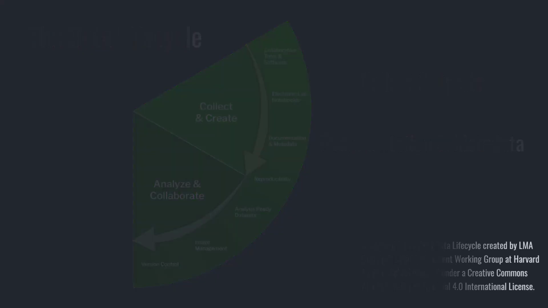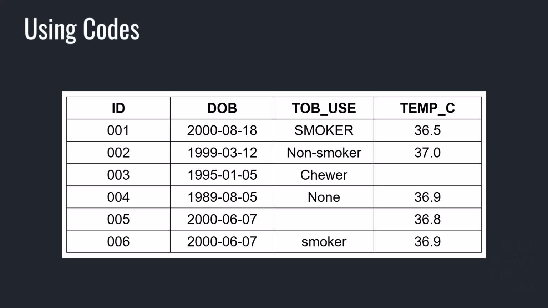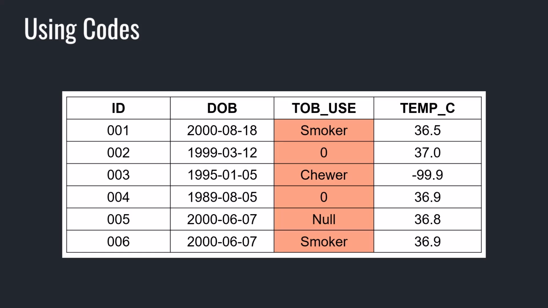Using codes. In another video, we mentioned using validation to ensure that the values entered in your data are correct and consistent. We also discussed using codes to substitute for missing values. Codes can be used more broadly than just for missing values. They can also represent other values. For example, numeric codes are often used for categorical variables. Like in a study of tobacco use, 0 may be used for none, 1 for smoker, 2 for chewer, and 9 for missing value.